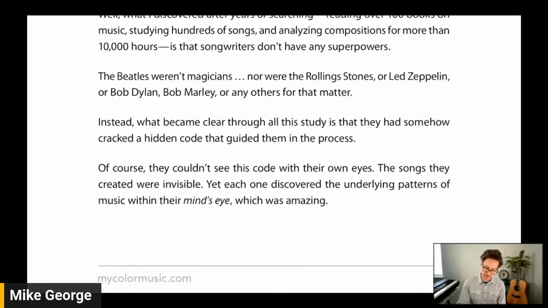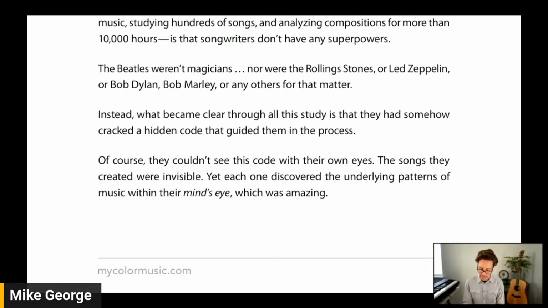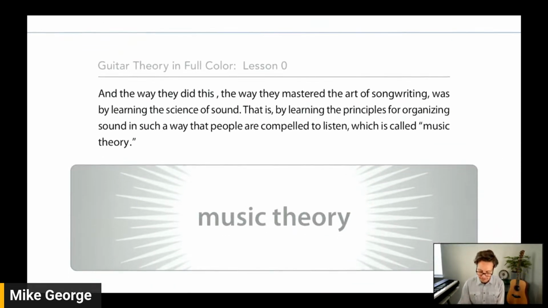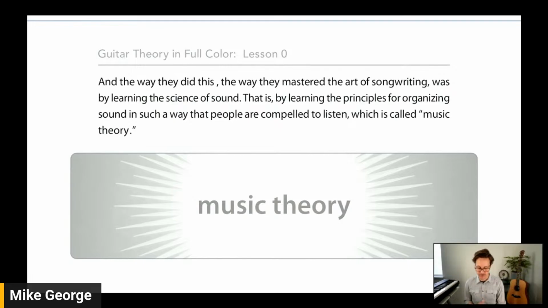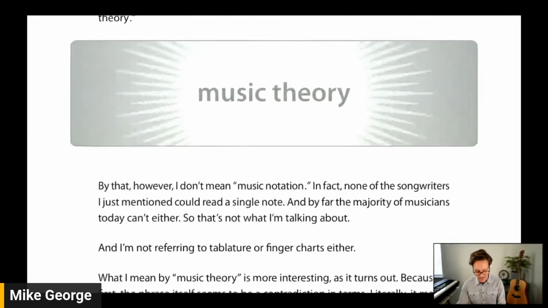Of course, they couldn't see this code with their own eyes. The songs they created were invisible. Yet each one discovered the underlying patterns of music within their mind's eye, which is amazing. And the way they did this, the way they mastered the art of songwriting, was by learning the science of sound. That is, by learning the principles for organizing sound in such a way that people are compelled to listen, which is called music theory.